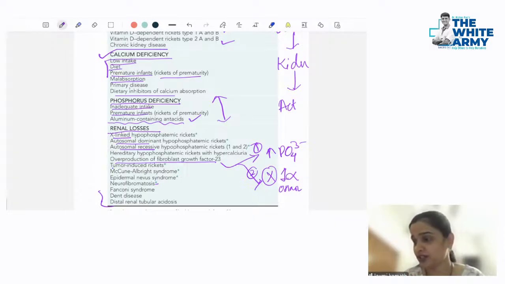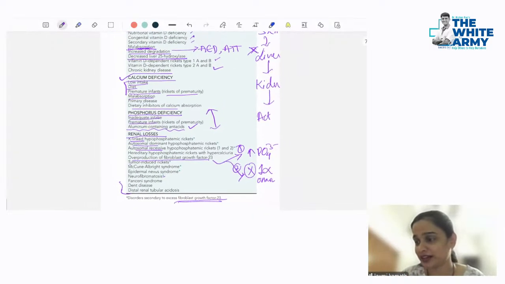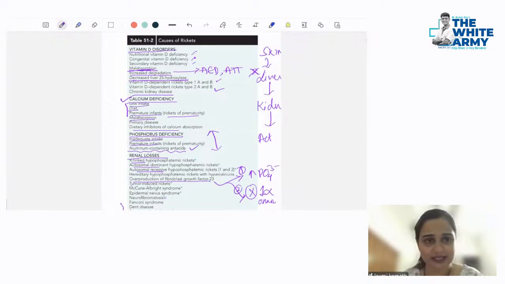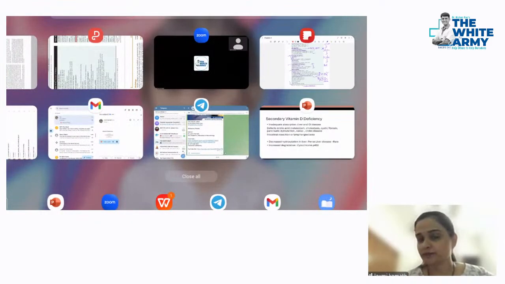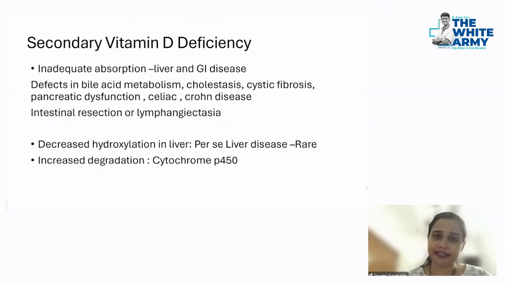Okay. So this is the simplest way you can write causes of rickets. You divide it into vitamin D deficiency, calcium deficiency, phosphorus deficiency, and renal causes. And then keep talking about whether it is an intake problem, increased breakdown that is happening, or decreased absorption because of a malabsorption problem. Correct? So coming back to the detailed discussion about secondary vitamin D deficiency.